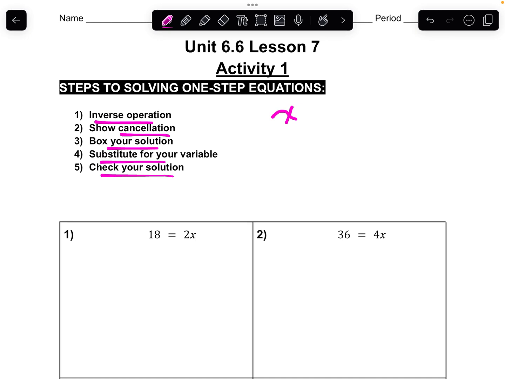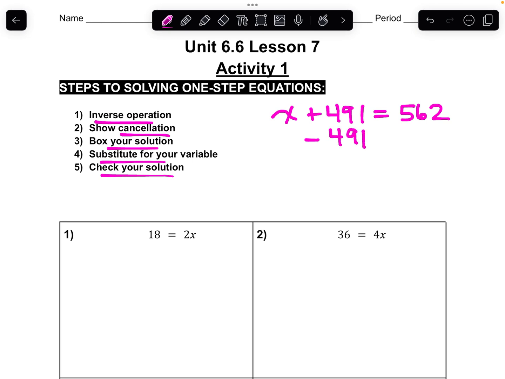Let's say we start with x plus 491 equals 562. I have to get x by itself, which means I have to get rid of what's with the x. So I'm going to do the opposite or the inverse of add, which means subtract.